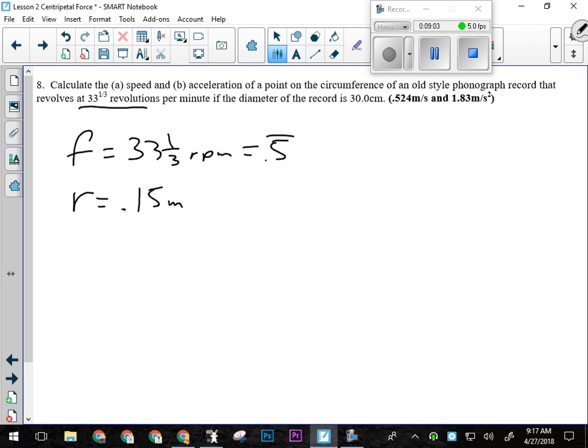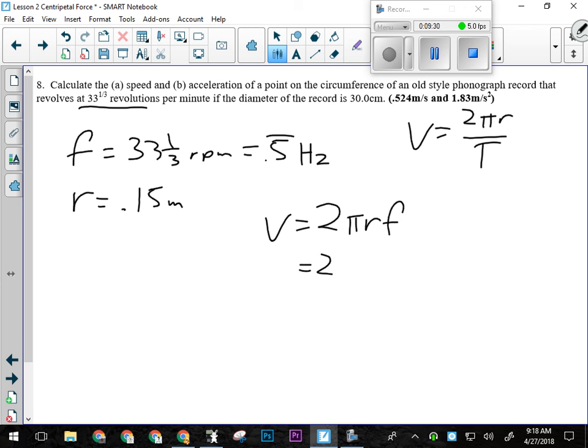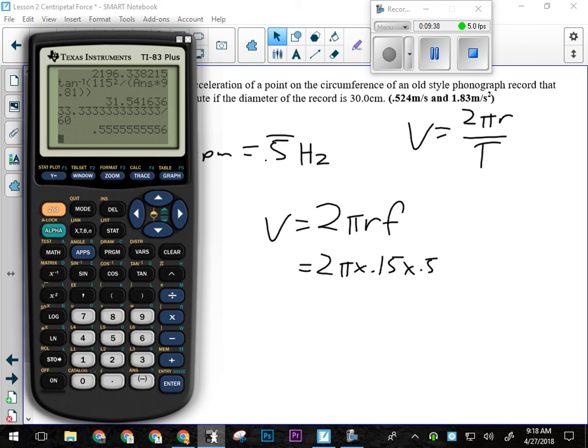Okay, that'll be hertz. Now that I have that, I'm looking for both the speed and the acceleration of a point on the circumference of an old style phonograph. So I'm looking for speed. Well, I can calculate that right now because I can just go 2 times pi times r times f. Remember, that's a manipulation of this formula here, because f is 1 over t. So I can just multiply. So 2 times pi times 0.15 times 0.5 repeating will give me my speed of the record.